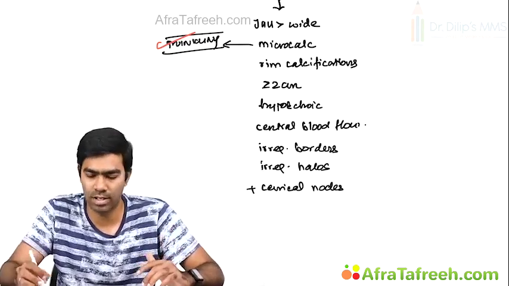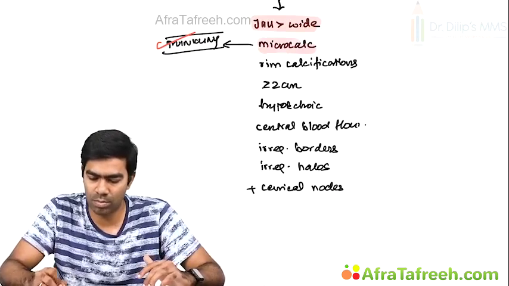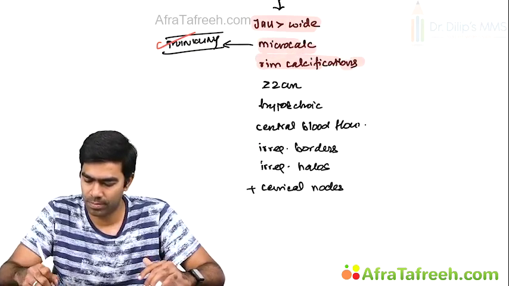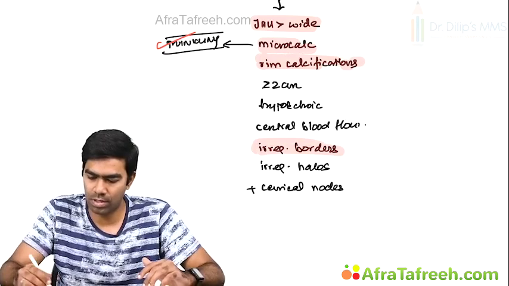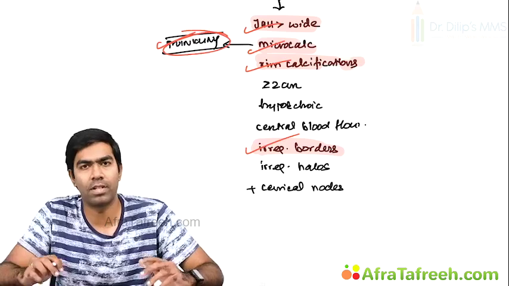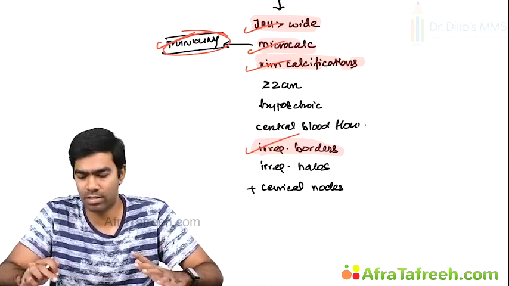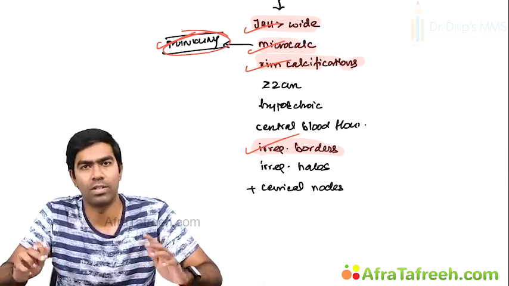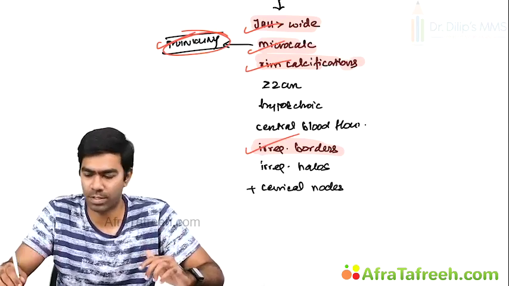Remember, in this, the most important will be these four: taller than wider, then microcalcifications, rim calcification, irregular borders, and probably this twinkling appearance due to microcalcifications. All these things, definitely they tell you there is high risk of malignancy in this patient.